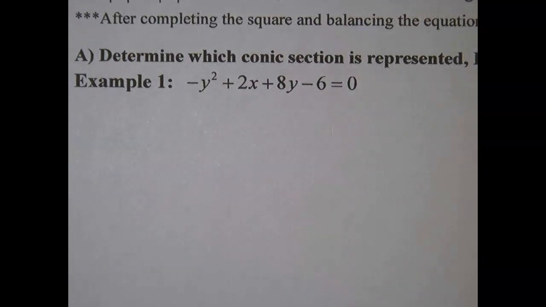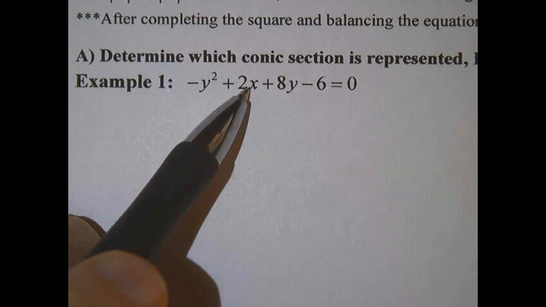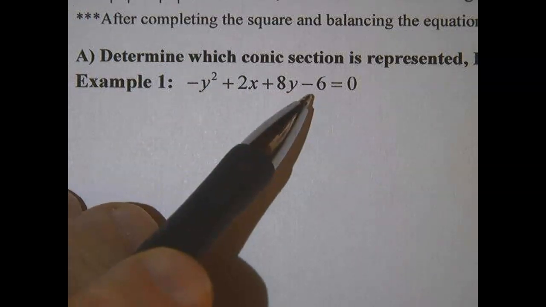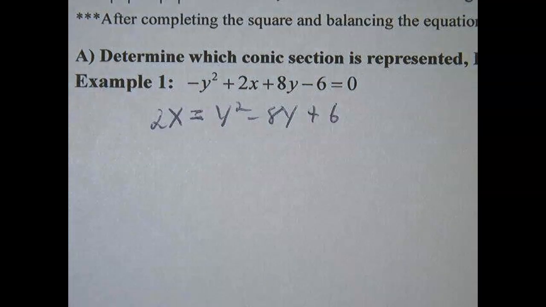Okay, so let's do that. So let's solve for x. So I'm going to isolate my x right here. I'm going to add this, subtract this, and add this. So I get 2x is equal to, and put them in descending order. So it's equal to y squared minus 8y, and then add 6 to both sides like that.